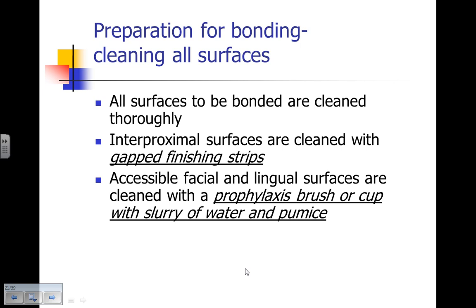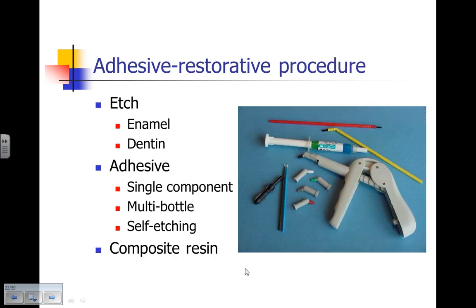We don't need to be complacent. The tooth surfaces we're bonding to need to be cleaned so that we're bonding to clean enamel to optimize the adhesion, to optimize the seal at that marginal area. As with all our composites, we'll be etching the enamel and dentin. We'll be placing an adhesive, the adhesive that we decide to use, whether it be a 4th generation or 5th generation or a self-etching adhesive, and then the composite resin that we've placed.